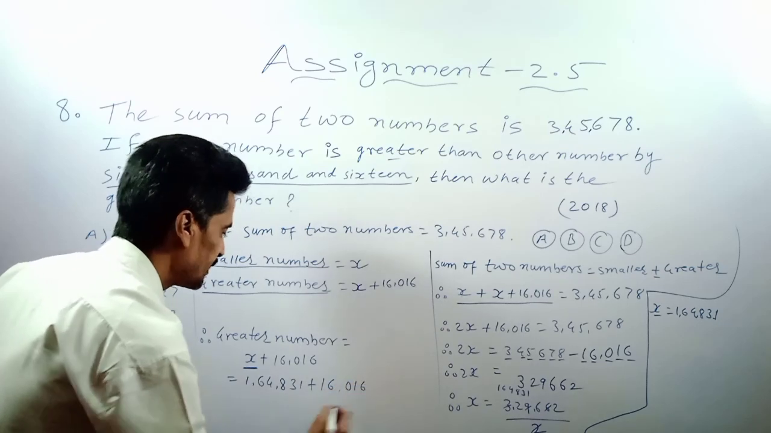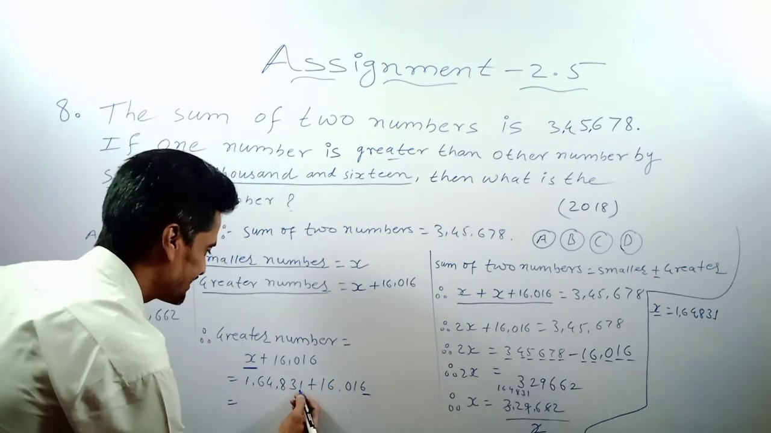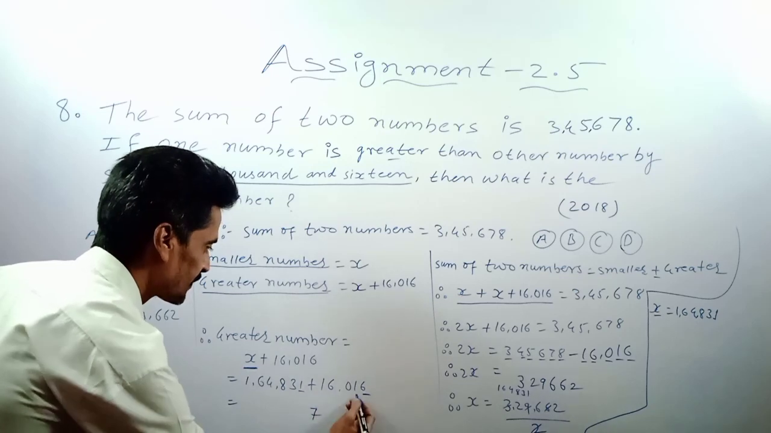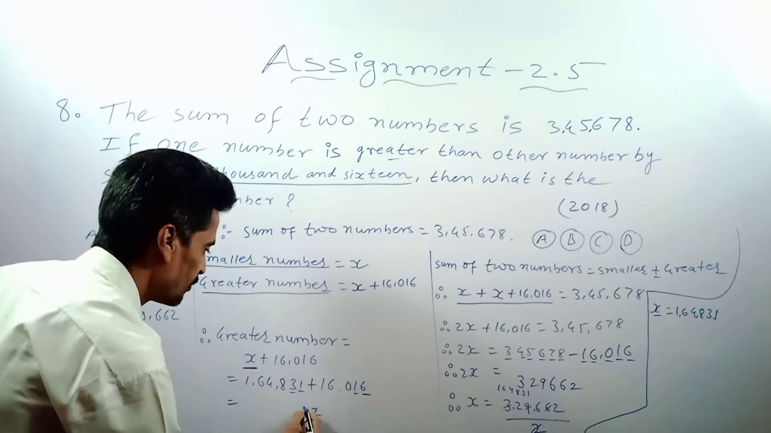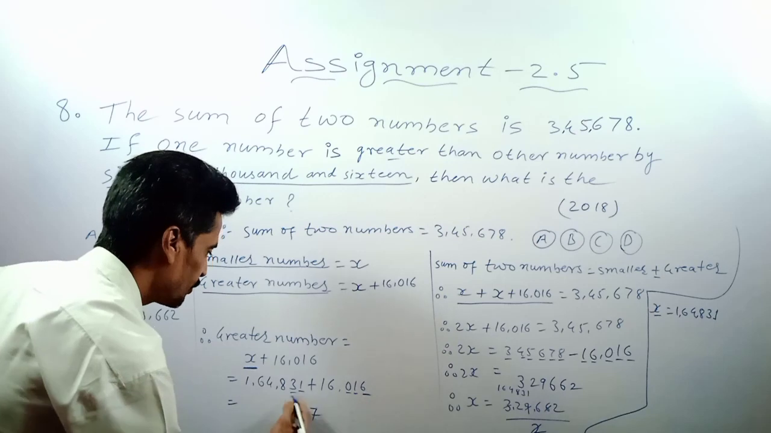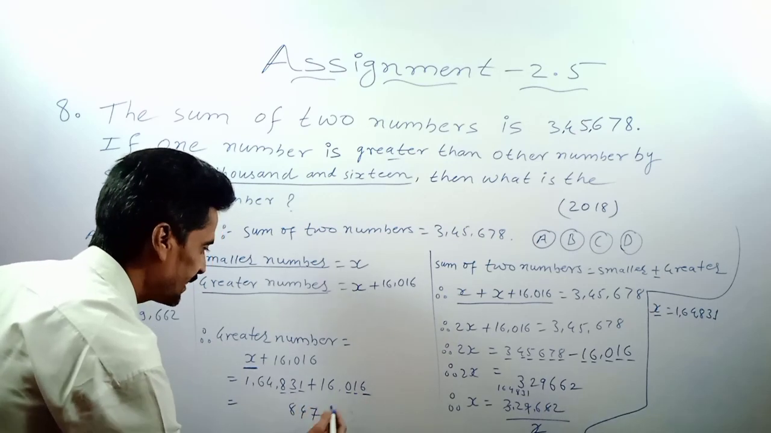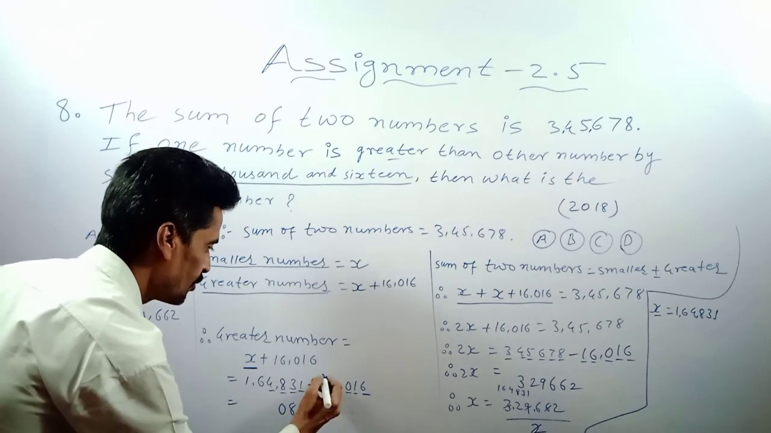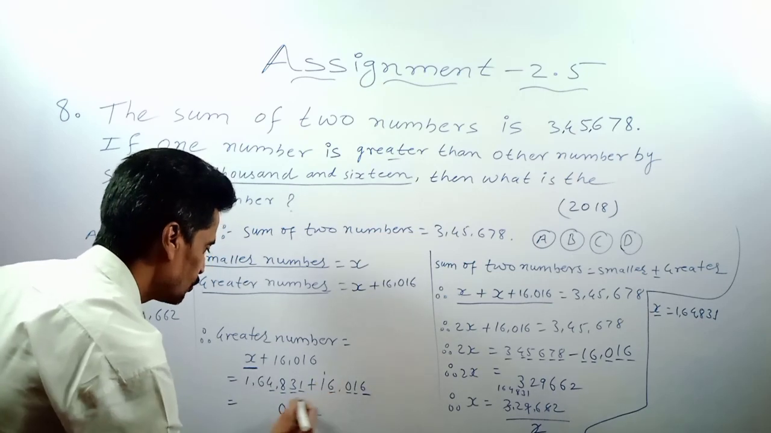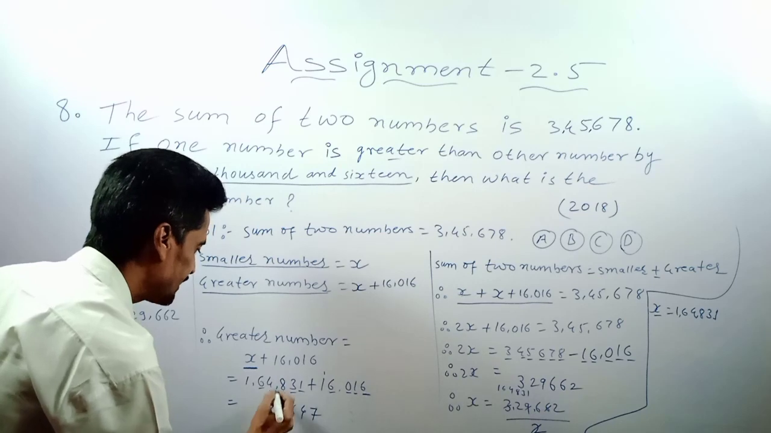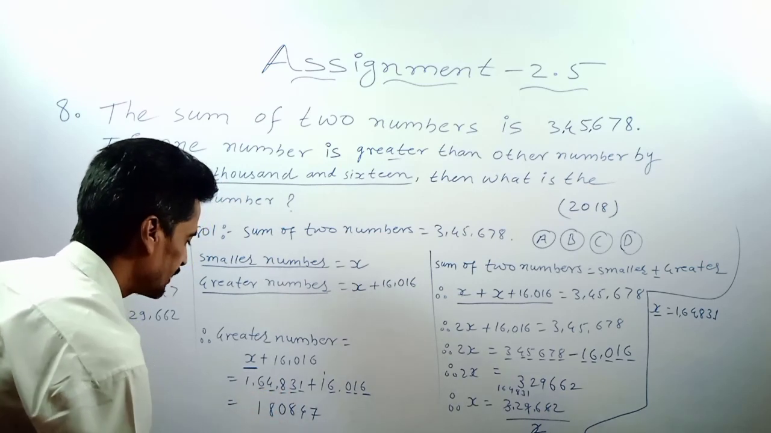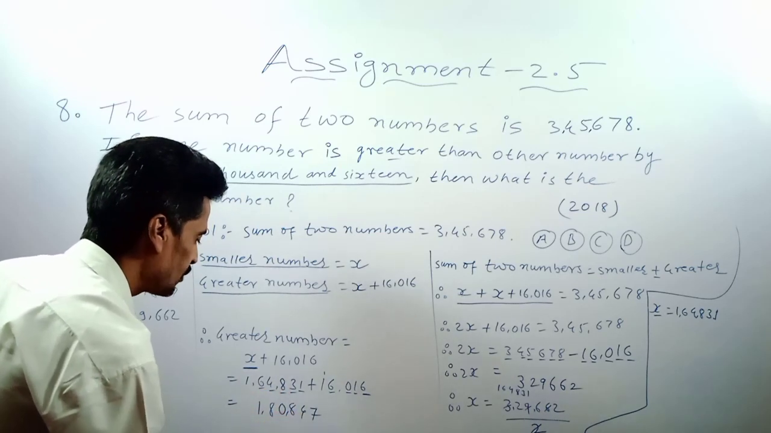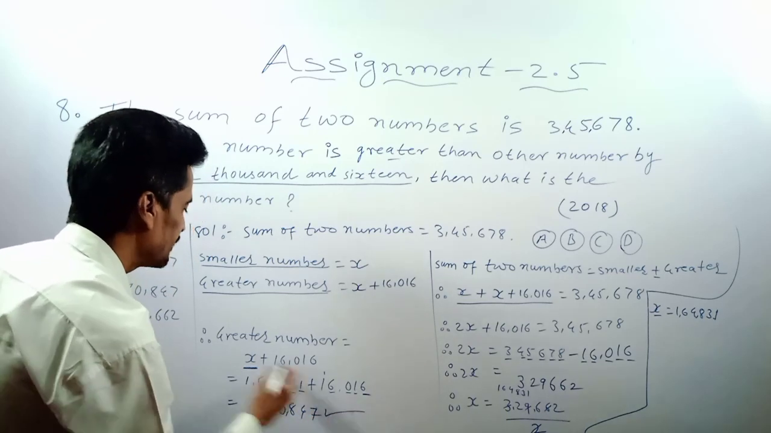Now it is addition. 6 and 1, 7. 1 and 3, 4. 0 and 8, 8. 6 and 4, 10 is 0, carry 1. 1 and 1, 2. 2 and 6, 8. And 1 is 1. 1,80,847 is the greater number.